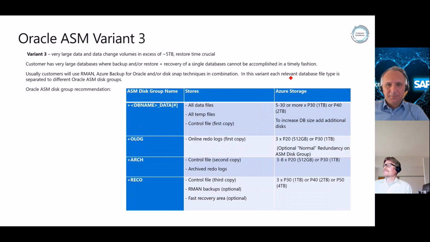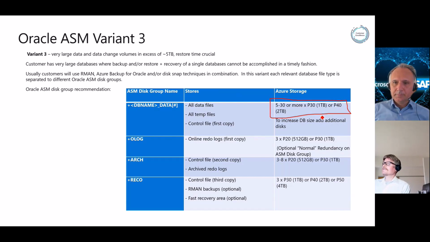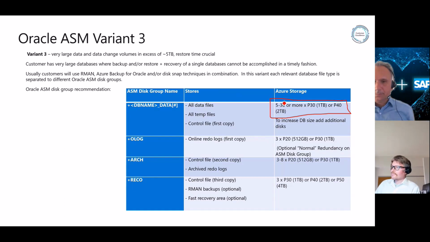Okay, so for really big systems, up to eventually 50 plus terabytes, we're looking at eventually moving into P40 disks, possibly even P50s. Obviously, Azure VMs have limits on the number of disks that can be presented to them, but for the larger VM SKUs, that's 32 or more.